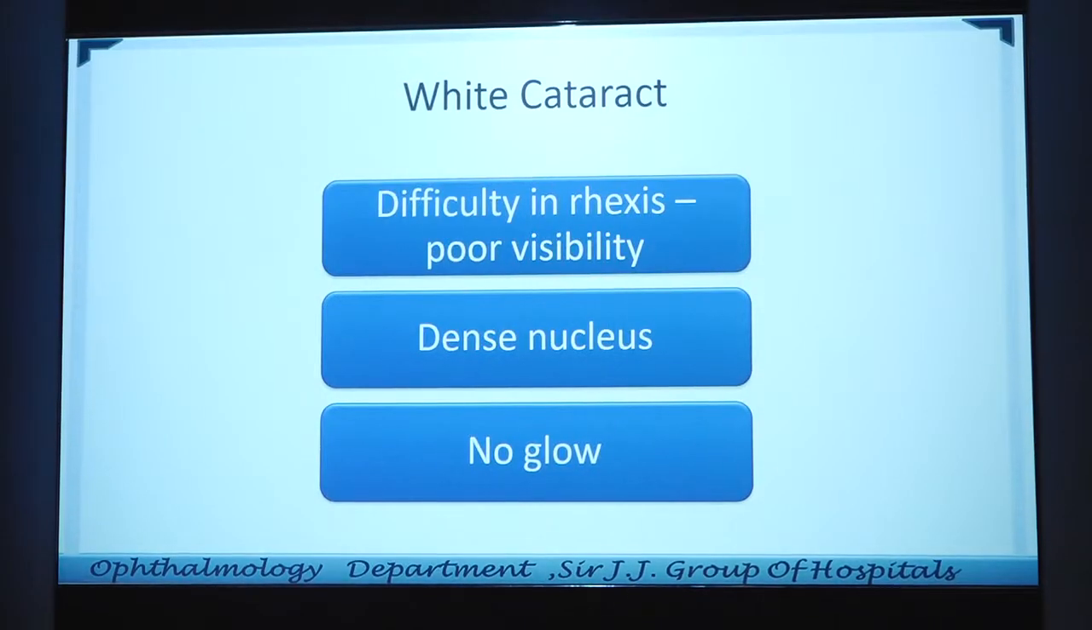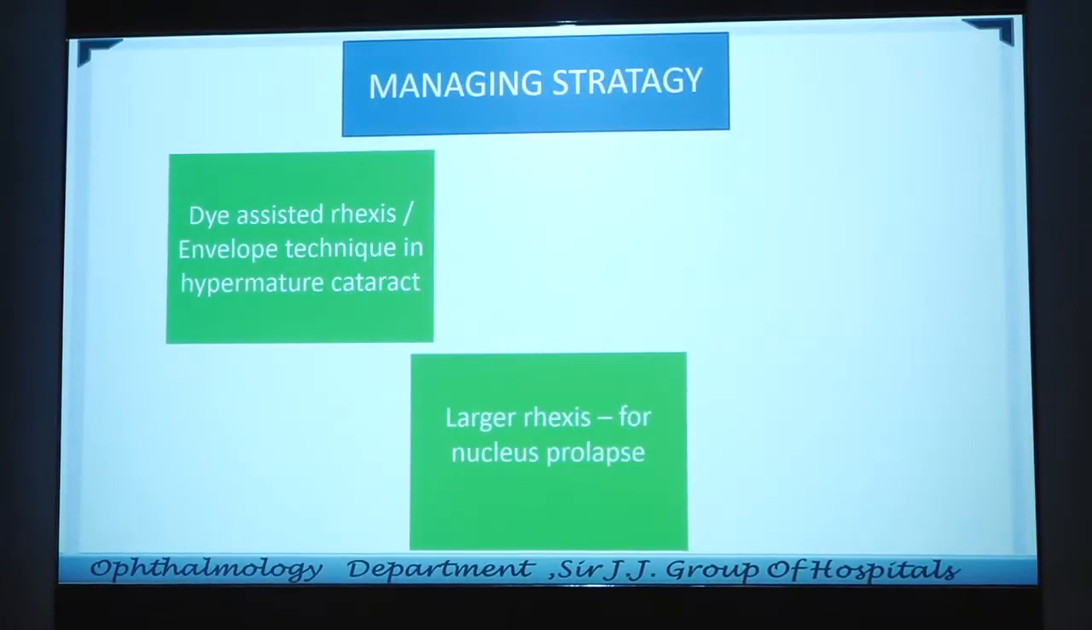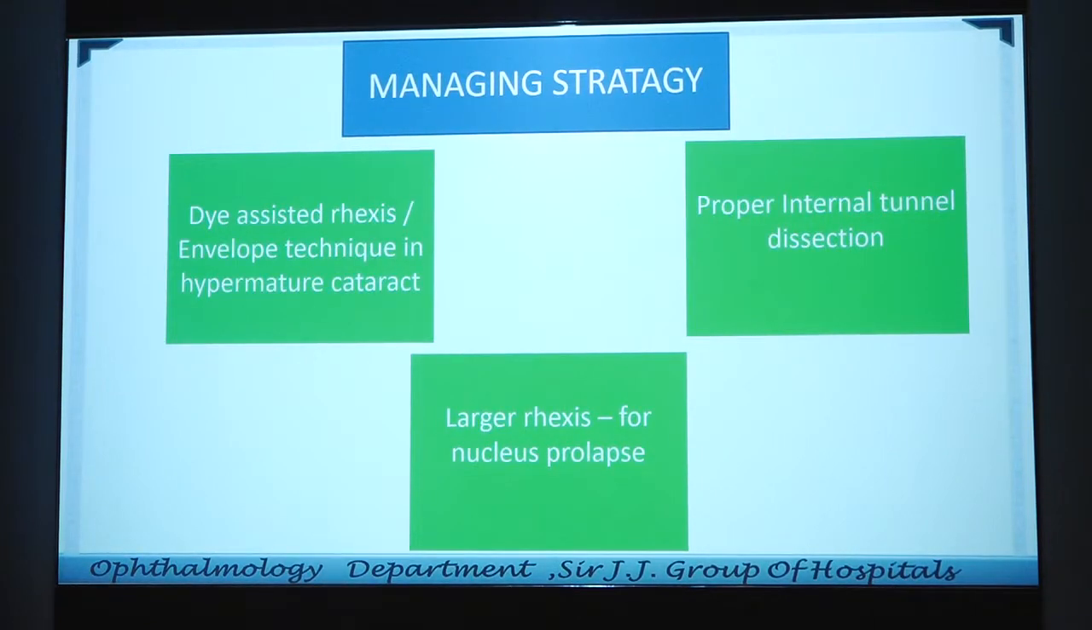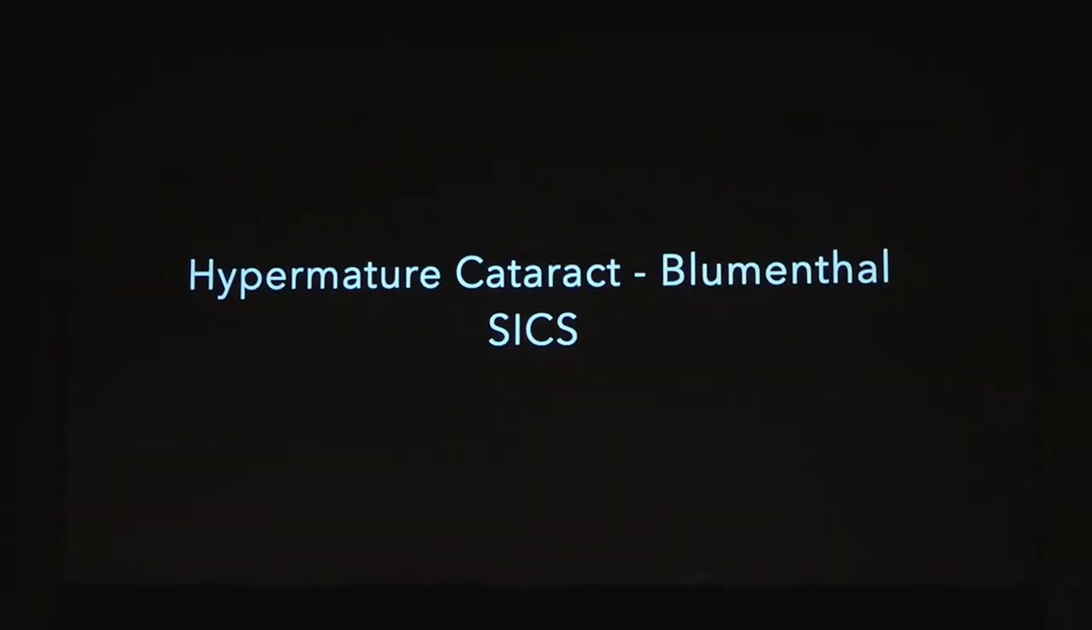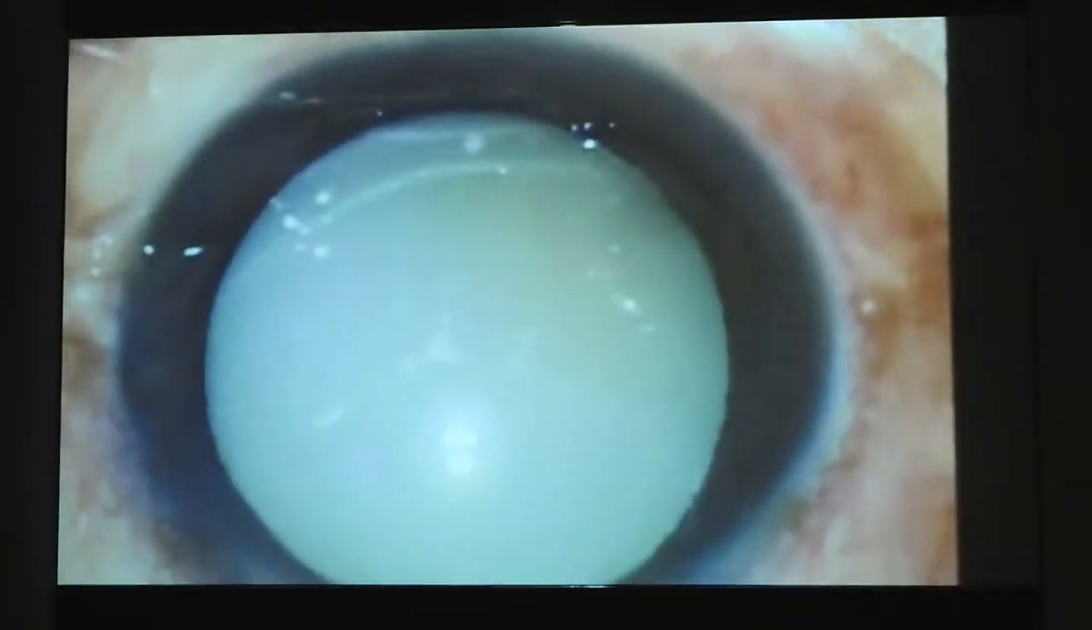Now the other is the white cataract, where it is the rhexis. The visibility is poor, dense nucleus, there is no glow seen. So how can you manage? Same, dye assisted and you can do a large rhexis, and internal tunnel. In all such situations, now this is the hypermature cataract where I am doing the Blumenthal.